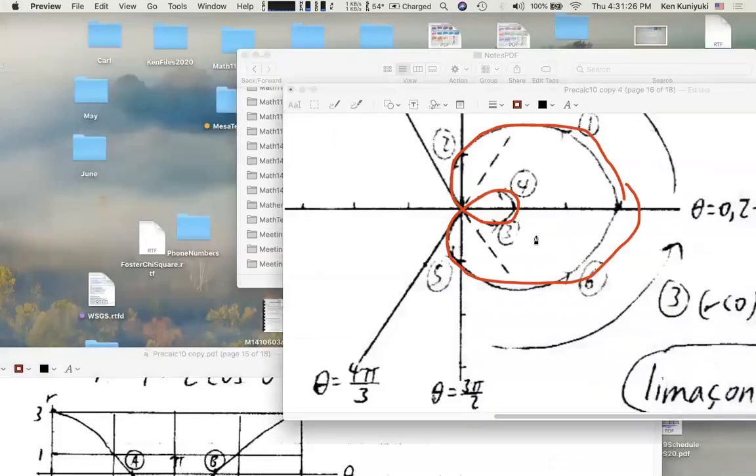Sometimes it helps to draw these extensions for perspective, like when R is negative.